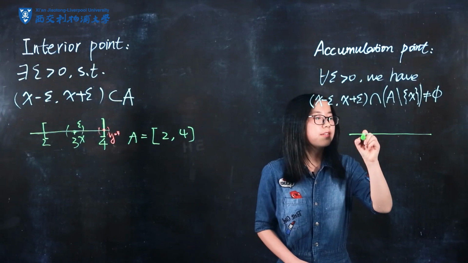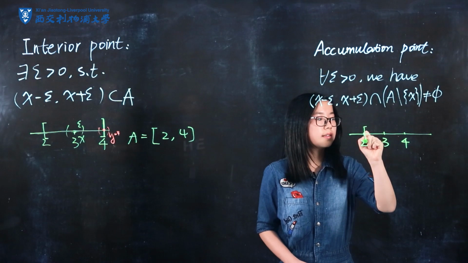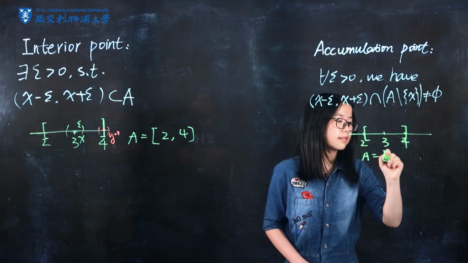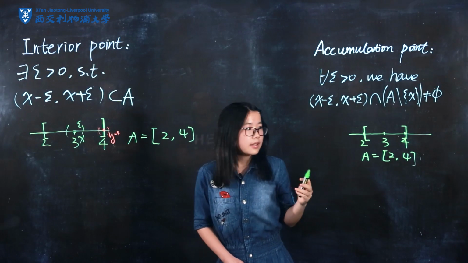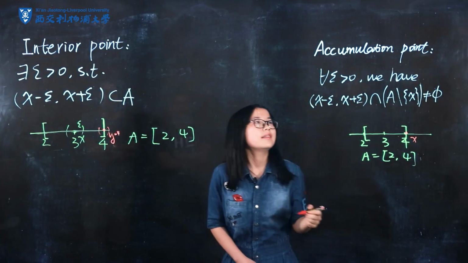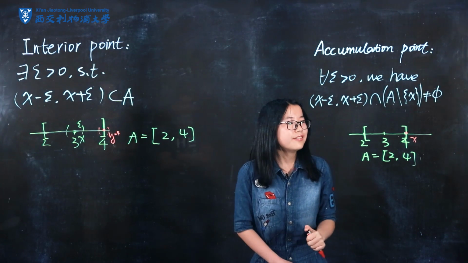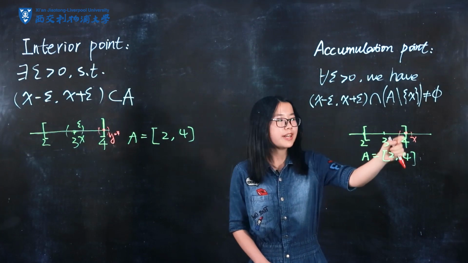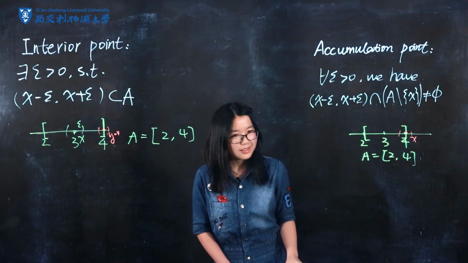A is still defined like this. Like the previous one, if I take x here, is this x an accumulation point? Well, it is, because you can find some epsilon such that there are some points inside the intersection which are not x.